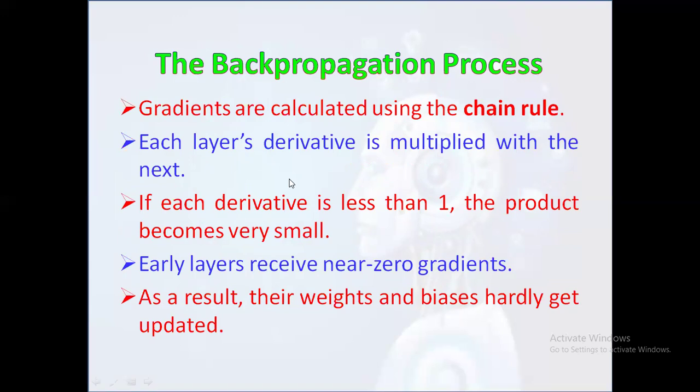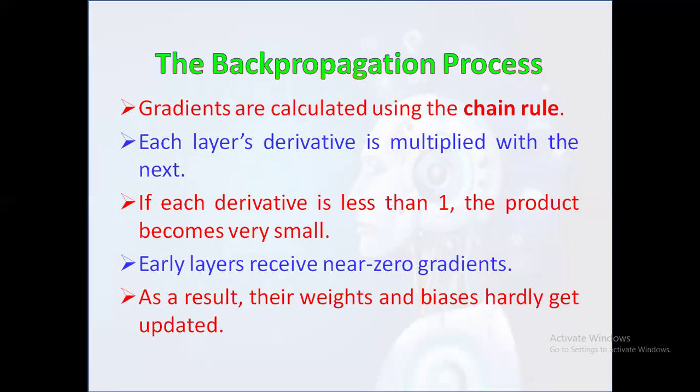Next, in the chain rule, the gradients from all layers are multiplied together. If any one of the layers has a derivative less than 1, which is common with sigmoid or tanh, the final product of these derivatives can become very small. If each derivative is less than 1, the product becomes very small. Even if the derivative is moderately small, the repeated multiplication results in an exponentially decreasing gradient.